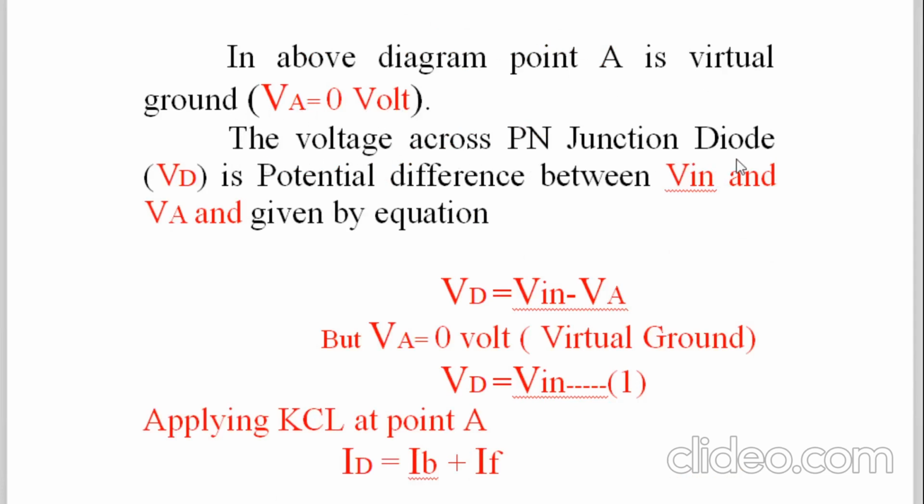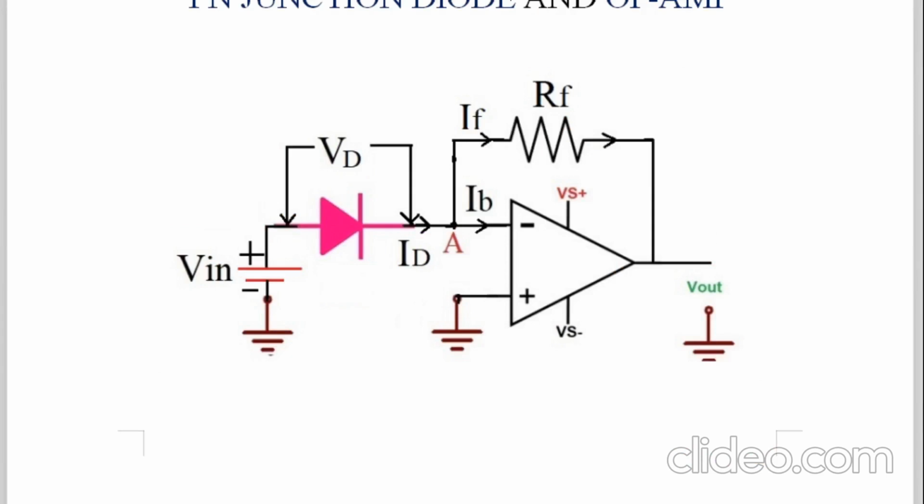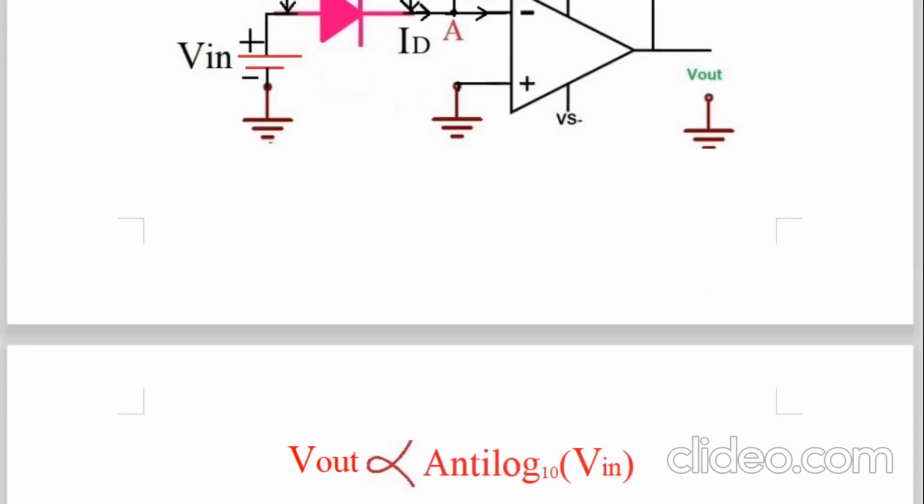The voltage across the PN junction diode VD is the potential difference between V in and VA. VD is the voltage across the diode, and it is the potential difference between the left hand side voltage and the right hand side voltage. On the left hand side there is V in, and on the right hand side there is VA, the virtual ground point. So VD is equal to V in minus VA. That is the potential difference logic.